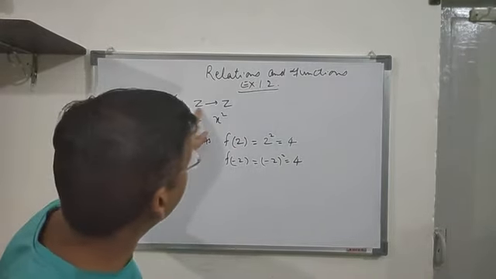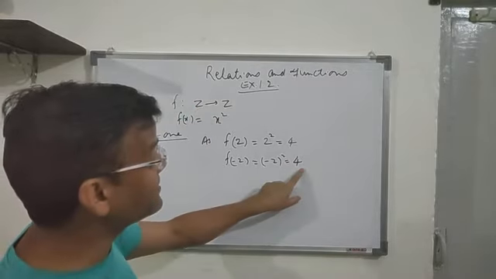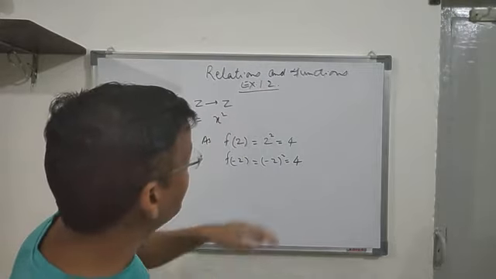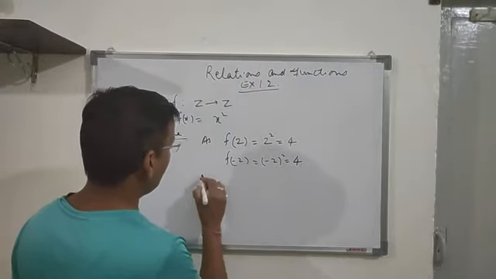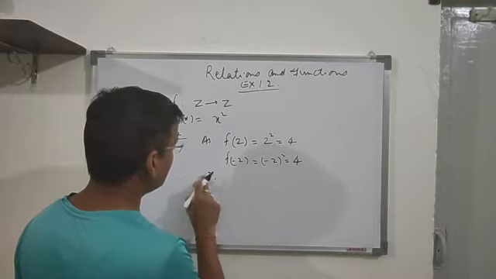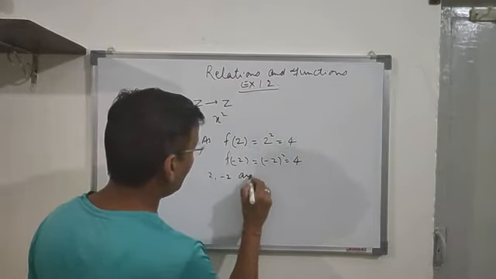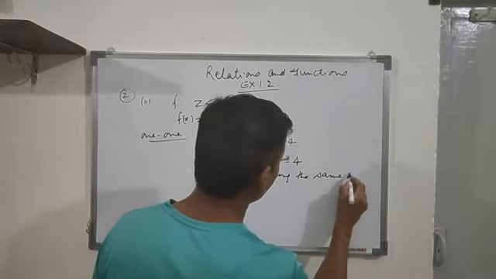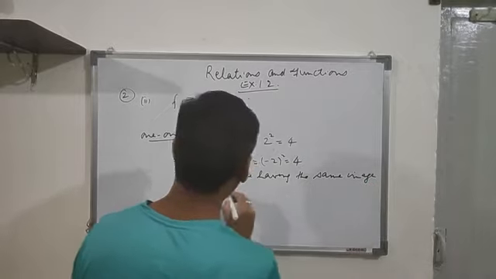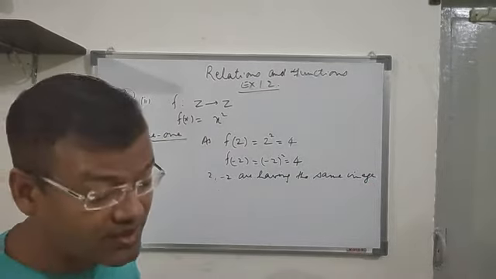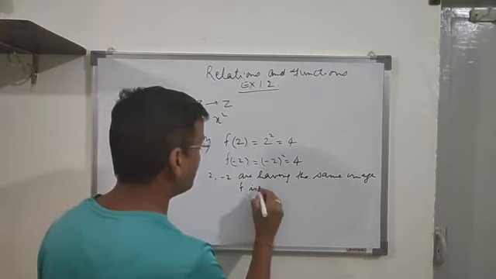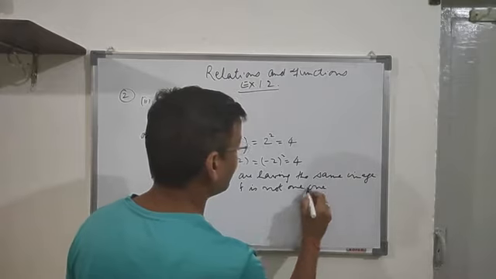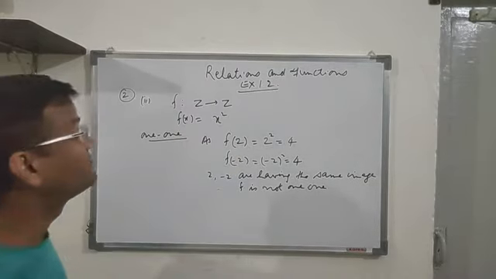Now you can see that two different elements of the domain have the same image. Two different elements, these are integers, we have to take the integers here. Therefore you can see that 2 and -2 have the same image. Therefore, if two elements have the same image, the function is not 1-1. f is not 1-1.